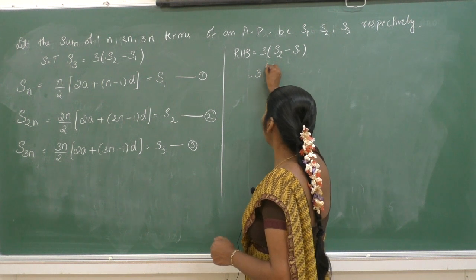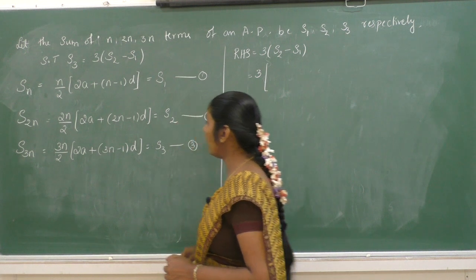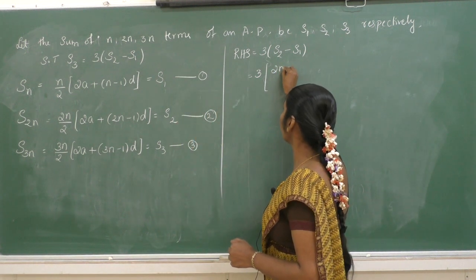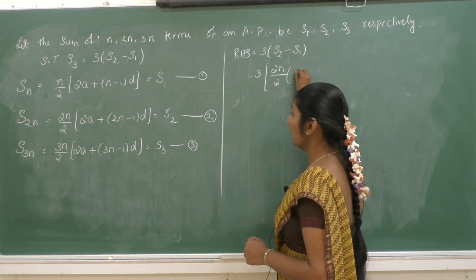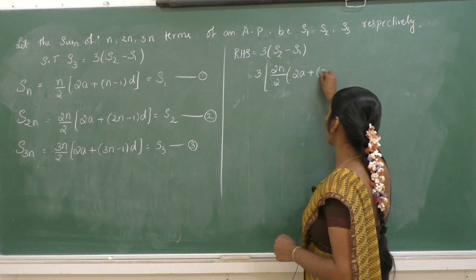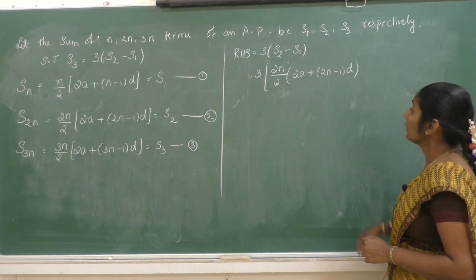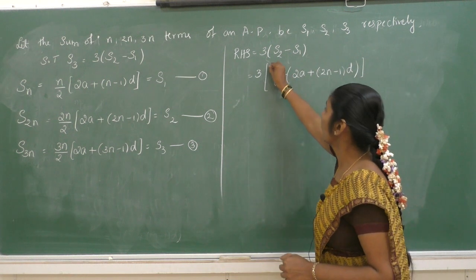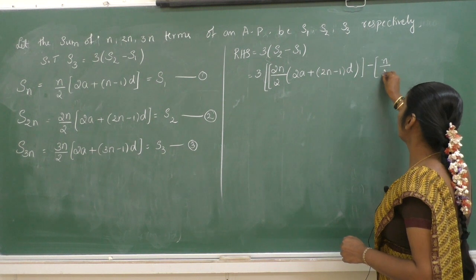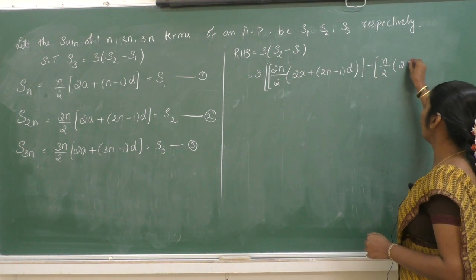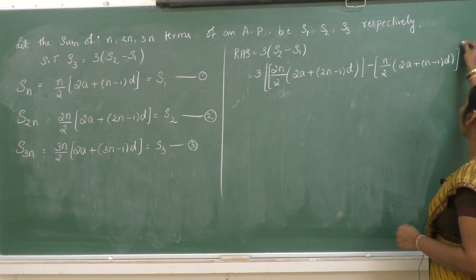So we get 3 times, what do we mean by S2? S2 represents what? 2n divided by 2 into 2a plus 2n minus 1 into d. Right? So this is S2 minus S1. S1 is n by 2 into 2a plus n minus 1 into d.